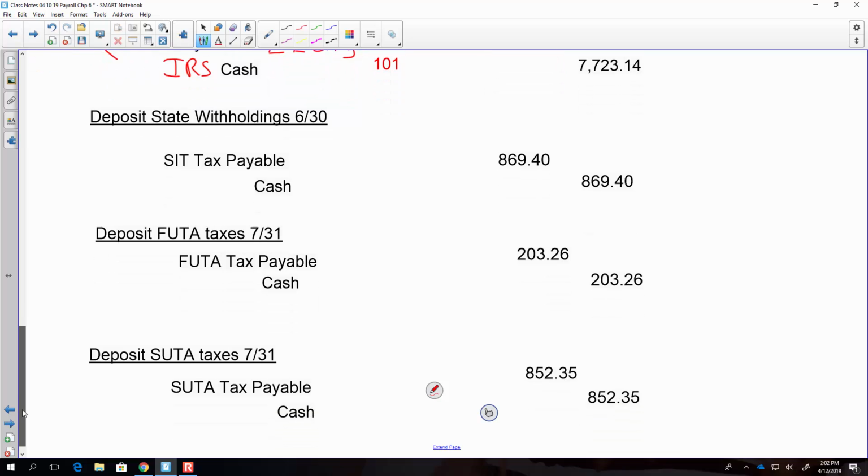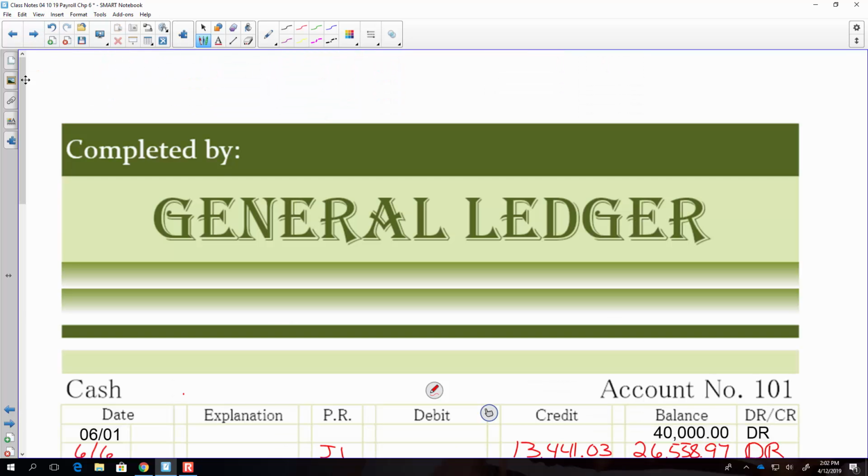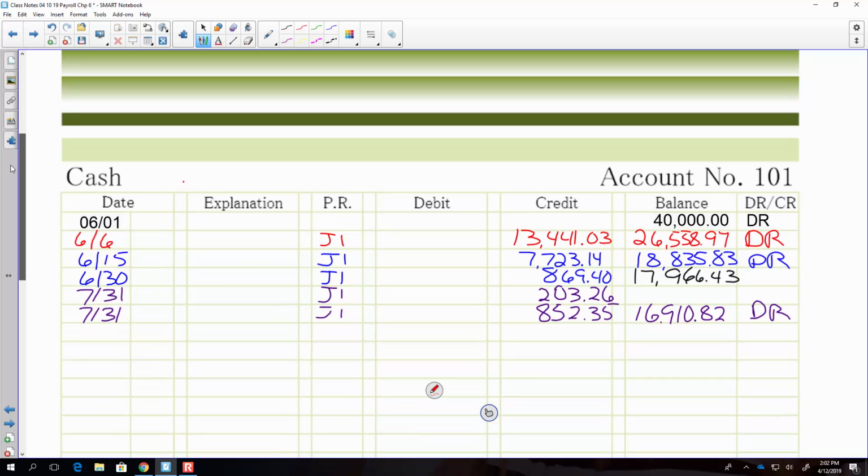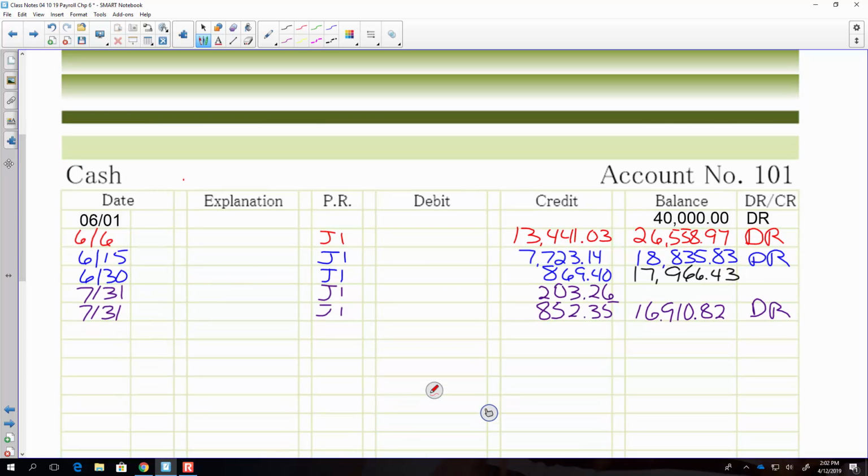All right, so those are the ones that we really need to know. And what I did here, guys, is I actually made the journal entries. It's been a while probably since you've done journal entries. So here we have our dates, right? Post reference. I'm just assuming it's journal page 1. And we have current debits and credits. So we credited cash, right? And we have a running balance here on the end.